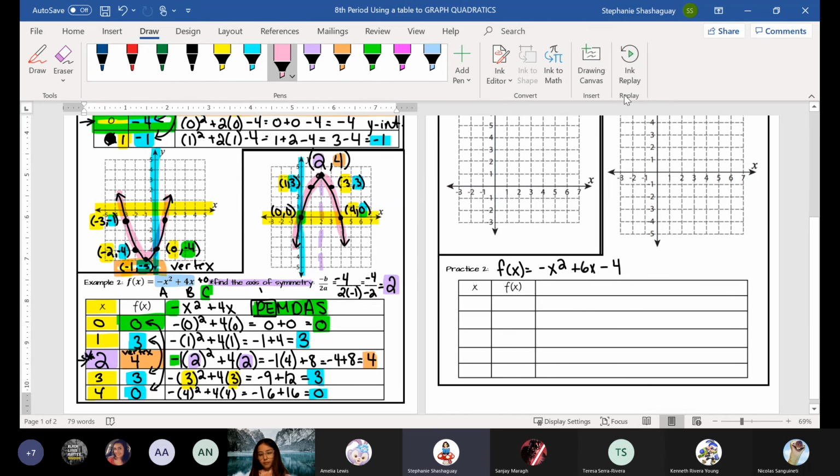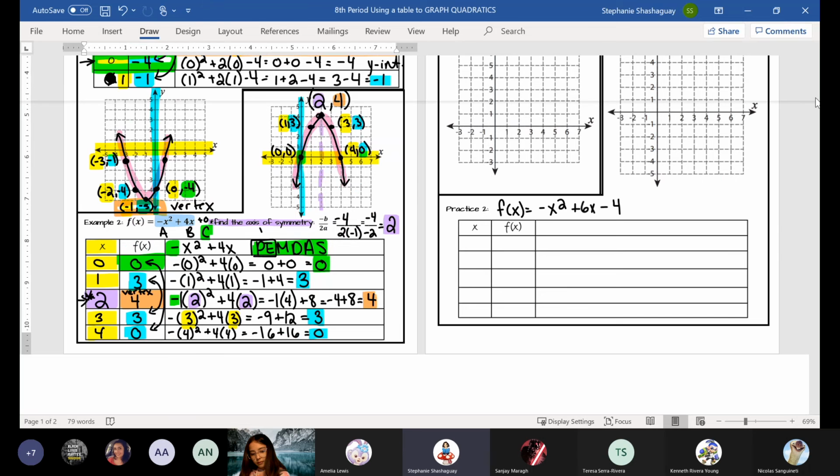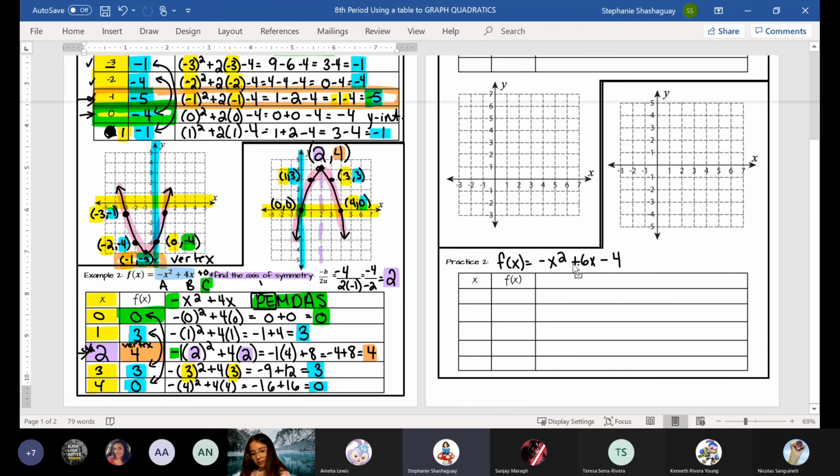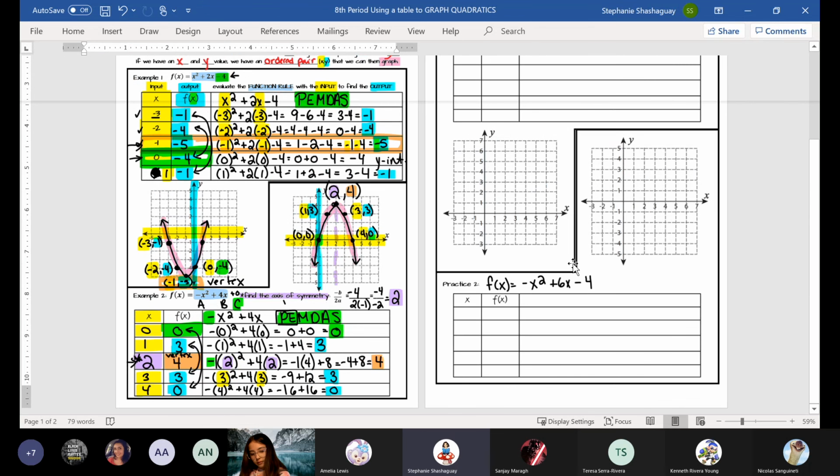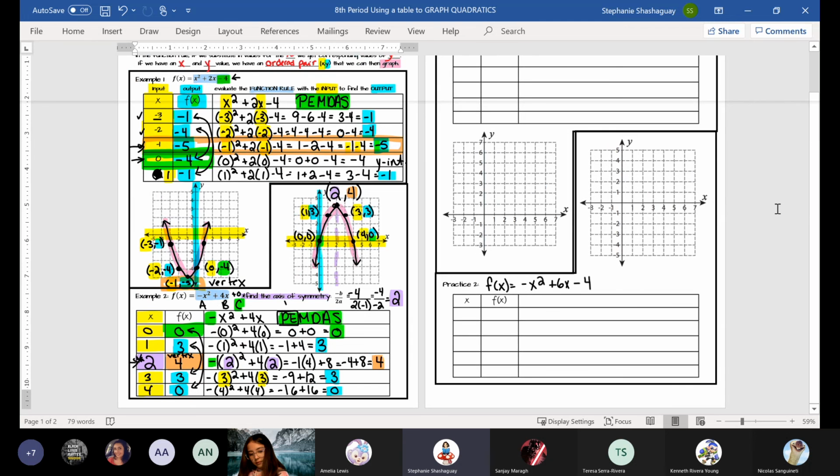Okay, now I want you to work on the practice problems on your own. I'm going to give you a few minutes and then I'm going to come back and check to see how you've done on the axis of symmetry and if you've finished your table.